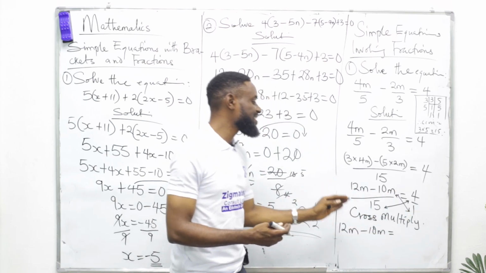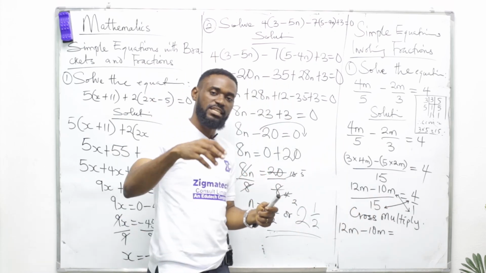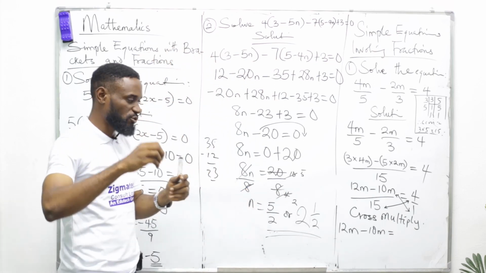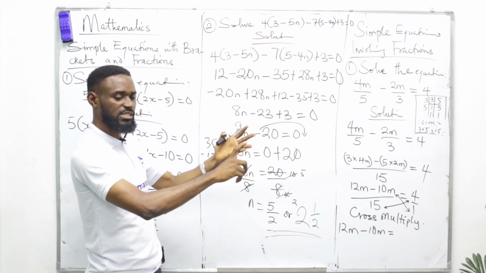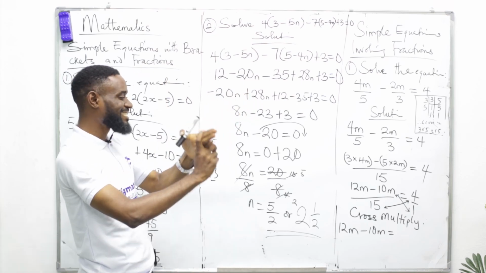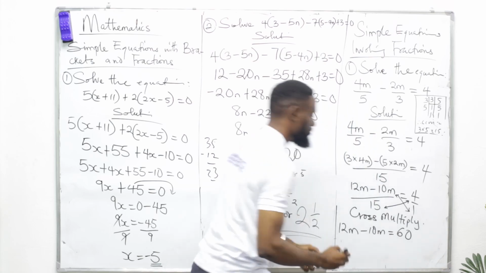So it means 15 times 4. 15 times 4 means adding 15 in 4 places. Remember, multiplication is repeated addition. So it means 15 plus 15 plus 15 plus 15. 15 plus 15 is 30. I've added 2. Plus 15 is 45, plus another 15 is 60. So 15 times 4 is 60. So this is 60. You get that?